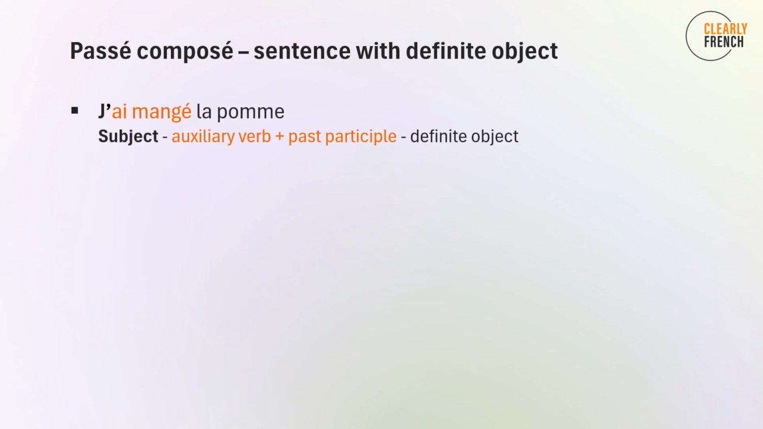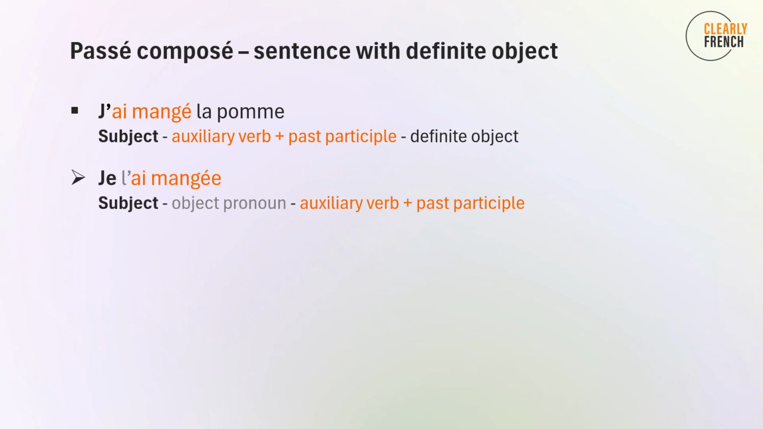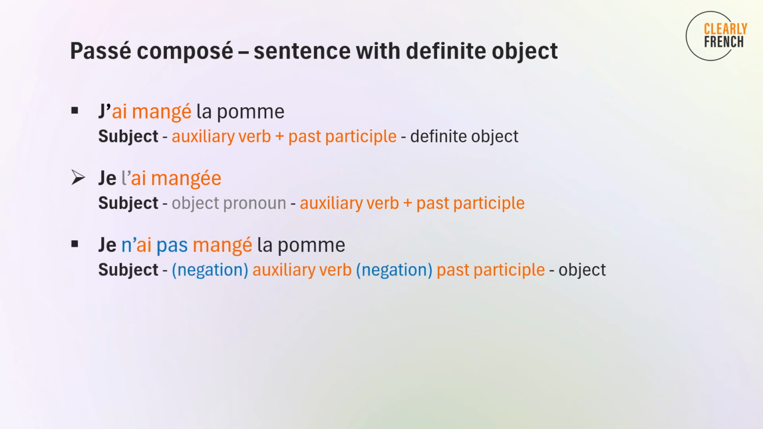Now, when it comes to the passé composé with a definite object, it's pretty much the same, except you don't have this de in the negative. J'ai mangé la pomme. I ate the apple. I have eaten the apple. Je l'ai mangé. I ate it. You see, object pronoun goes before any verbs in that sentence. Je n'ai pas mangé la pomme. You see how everything remains. All you do is wrap ne and pas around the auxiliary verb.